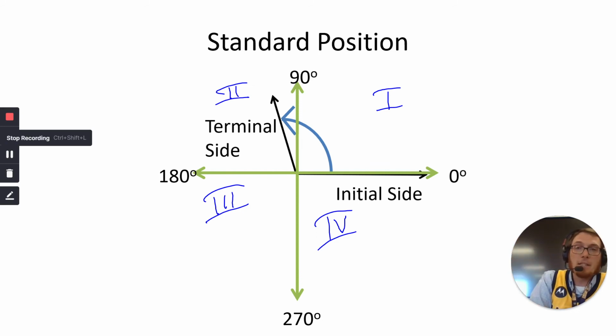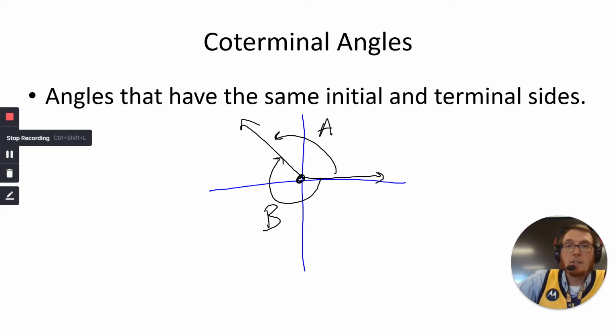So what's going to happen here is that you have what are known as coterminal angles. Coterminal angles start and end at the same spot. If you look at my picture here, they both start at the same location to the right on the x-axis. A goes in the positive direction, B goes in the negative direction. They get to the same spot.